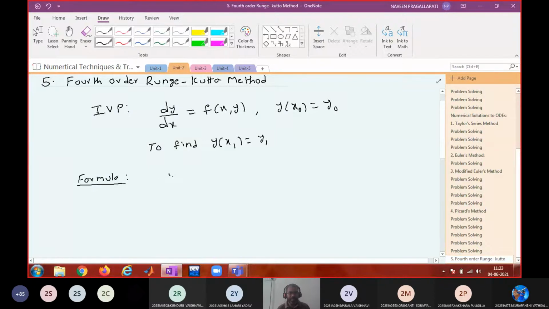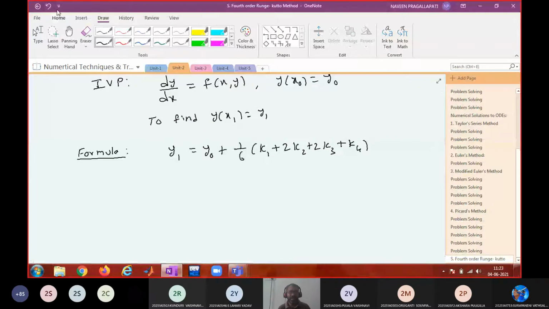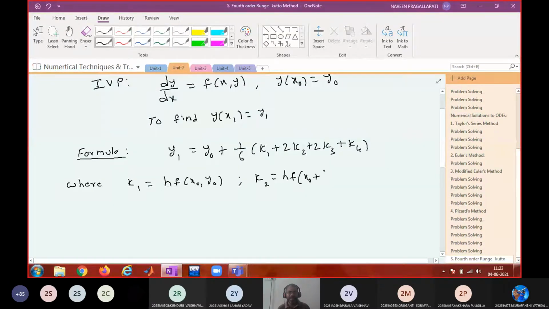as of now. So the formula is like this: y1 equal to y0 plus 1 by 6 times k1 plus 2k2 plus 2k3 plus k4. Here you have to find out k1, k2, k3, k4 values. Those formulas are given here, where k1 equal to h into f of x0, y0, k2 is equal to h into f of x0 plus h by 2, y0 plus k1 by 2.